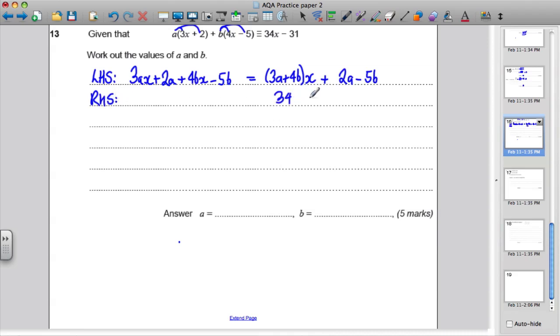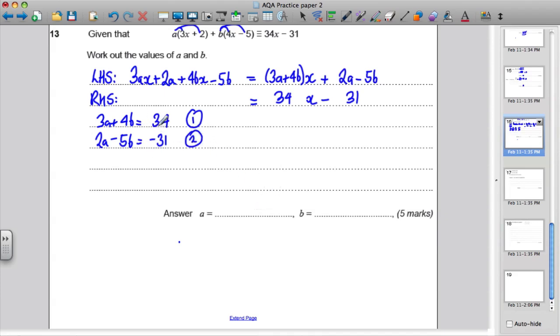I've got 34x subtract 31. For the left hand side and the right hand side to be equal, the numbers in front of x, the coefficient of x, must be the same, and the number terms must be the same. So therefore 3a plus 4b must equal 34, and also at the same time 2a minus 5b must equal negative 31. Equation 1, equation 2.